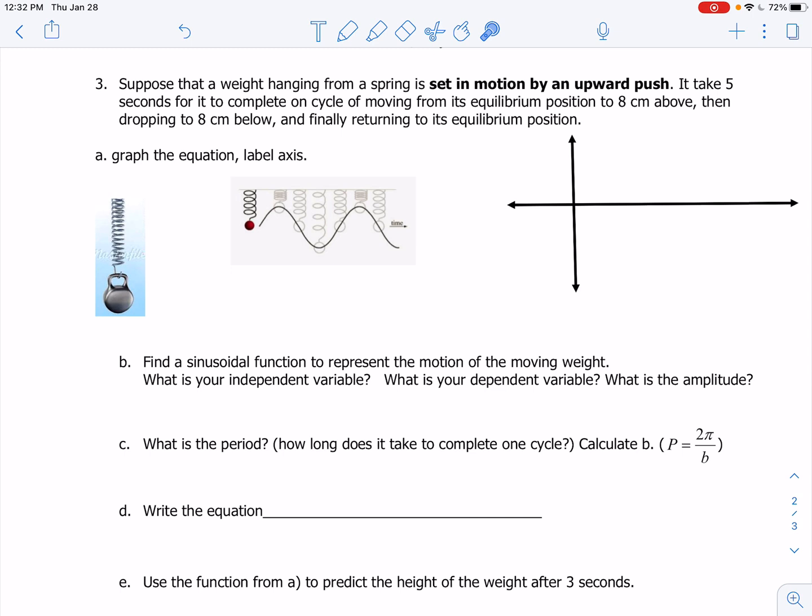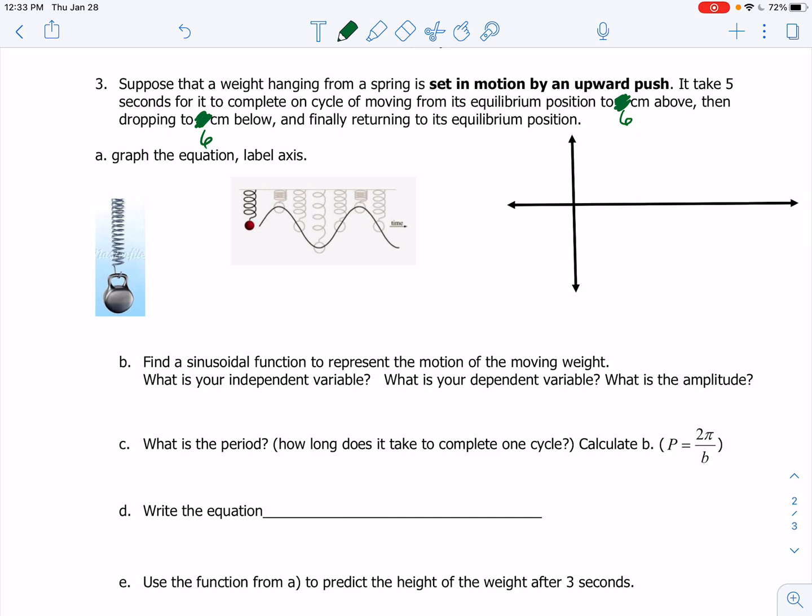Now on this one, it takes 5 seconds to complete one cycle of moving from its equilibrium point to 8 centimeters above, then dropping 8 centimeters below. You know what? This may be exactly what's on the homework. I'm going to change it. You can do this with me. Let's change this. I think it was 8 on the other one. Let's go with 6, just so that you have practice writing another problem.